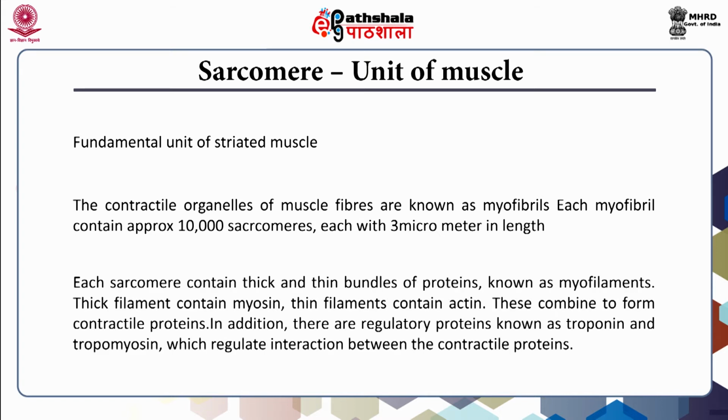Each sarcomere contains thick and thin bundles of proteins known as myofilaments. Thick filaments contain myosin and thin filaments contain actin. These combine to form contractile proteins. In addition, there are regulatory proteins known as troponin and tropomyosin, which regulate interaction between the contractile proteins.